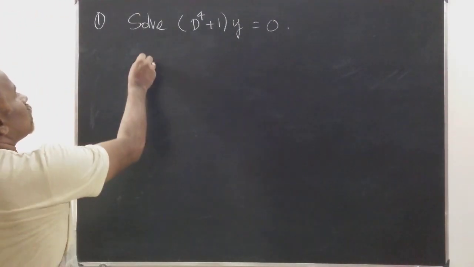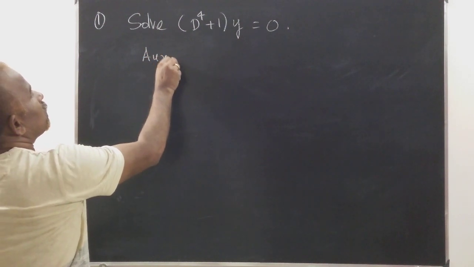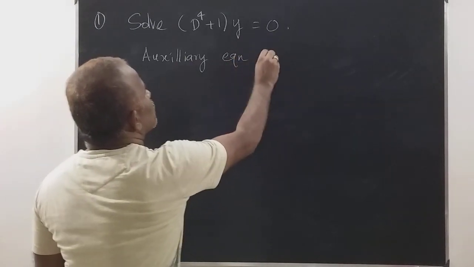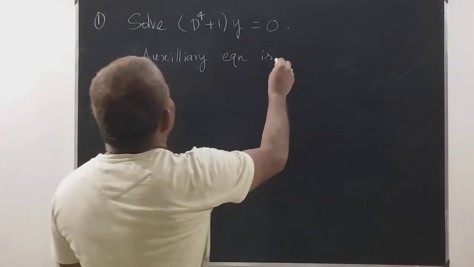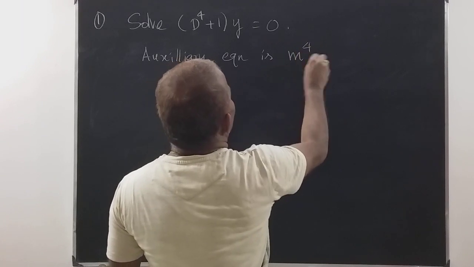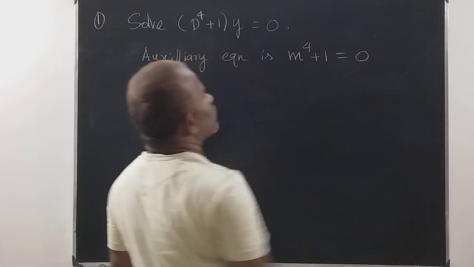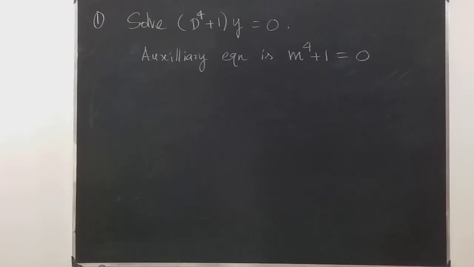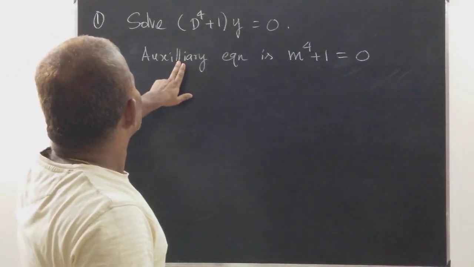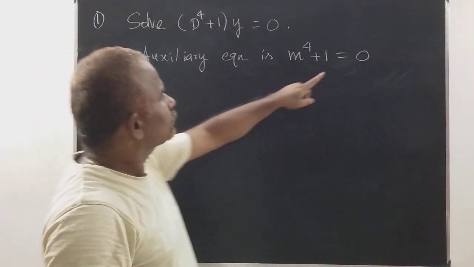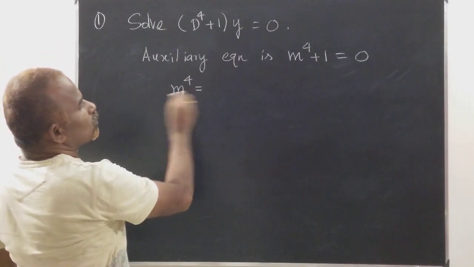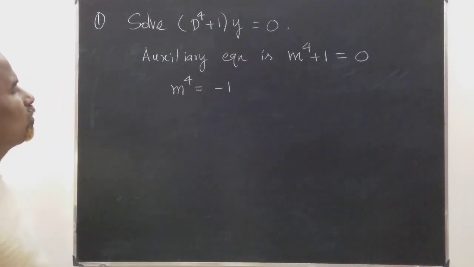So as usual, the auxiliary equation is m^4 + 1 = 0. Therefore, m^4 = -1.